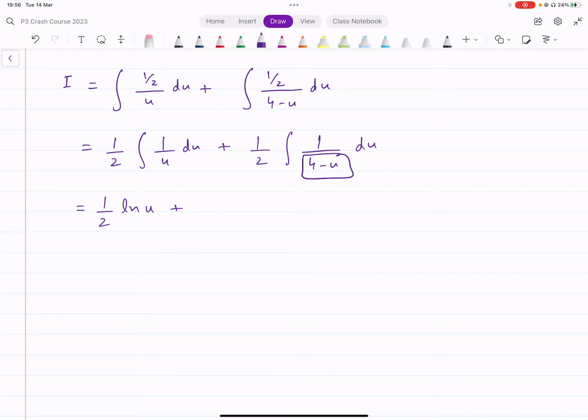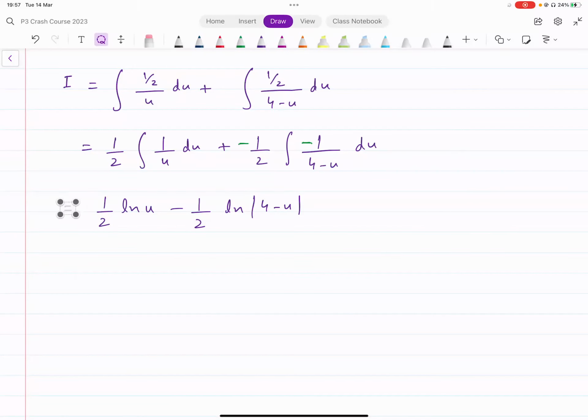4 minus u is what we have in the denominator. What's the derivative of 4 minus u? Derivative of 4 minus u is minus 1. So if we had minus 1 in the numerator, we could use the log rule here. So what we can do is we can say, let's put a minus sign inside here, and to balance that, we also put a minus sign outside. All right. And now it becomes minus 1 over 2, and then the integral of this thing is just ln of 4 minus u. And that's your integration.